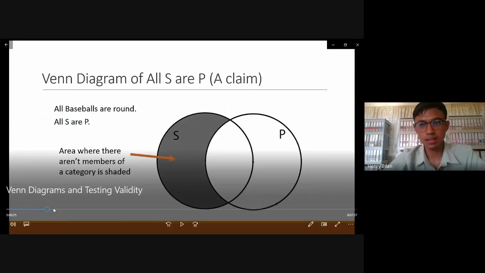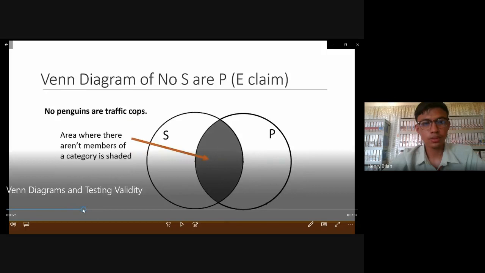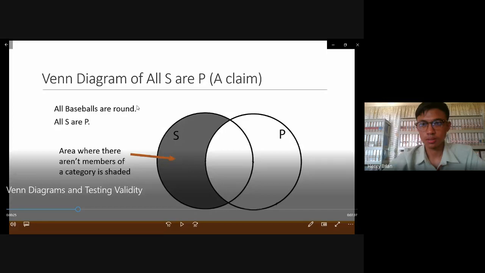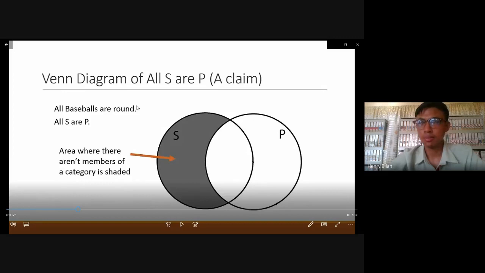Okay, so we have three circles. So paano ba yun? We will diagram the two premises. I-diagram natin yung dalawang premises, the major and the minor premises. And then, if we are able to read the conclusion after diagramming the two premises, then it is valid. Ganon siya.